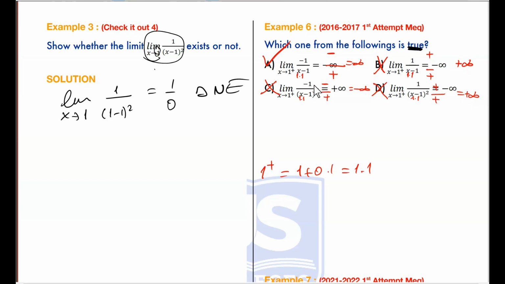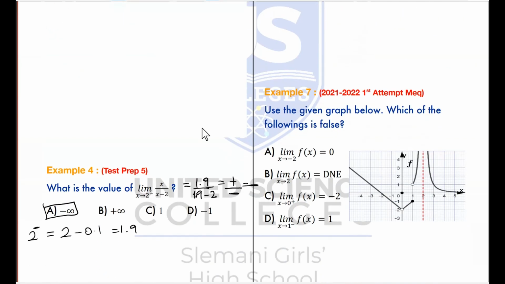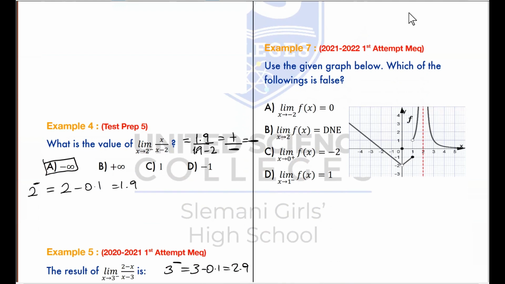All right. One last question and we will finish the lesson. Use the given graph below. Which one is false? So one by one. Limit as x approaches negative 2. Negative 2. The graph is not broken. There's no jump from the left or from the right. The function is tending to the same number, which is 0. So the y value at this point is 0. It's true.